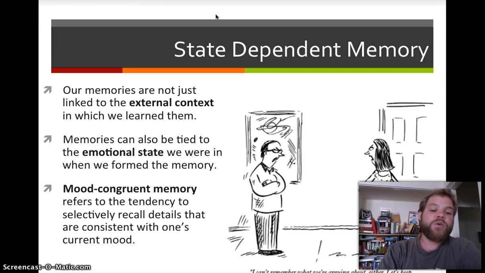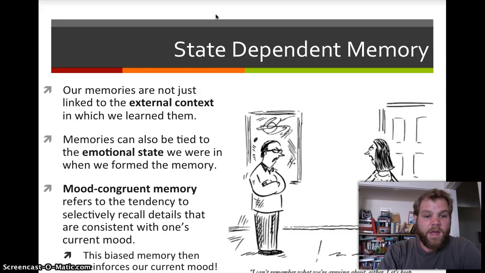So this idea of mood-congruent memory refers to the tendency to selectively recall details that are consistent with one's current mood. And this biased memory then reinforces our current mood. So it's circular.